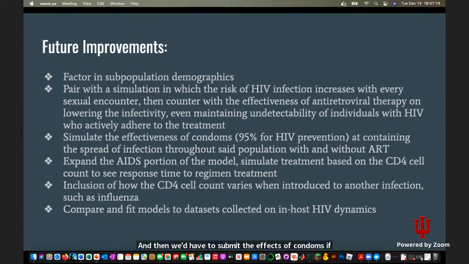And then we could also expand to see the AIDS portion of the model to simulate the treatment based on CD4 cell count per each node of severity for the virus, and then include how the CD4 cell count varies when introduced to another infection such as influenza, and then compare and fit models to data sets collected on in-host HIV dynamics.